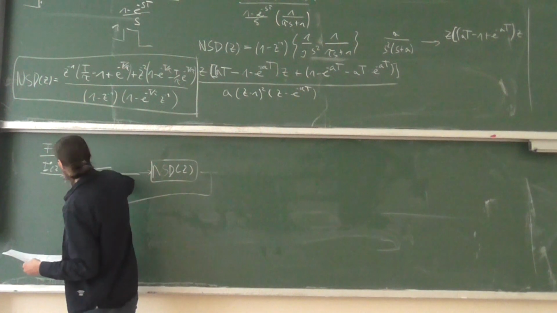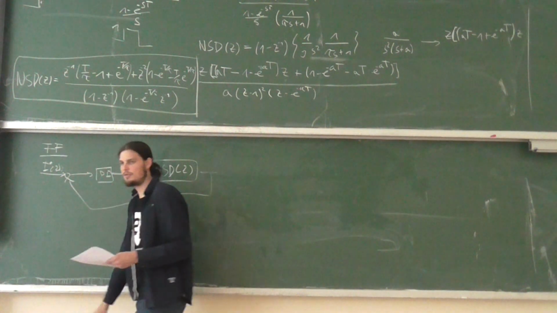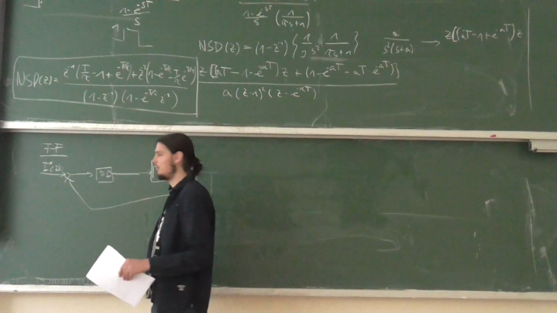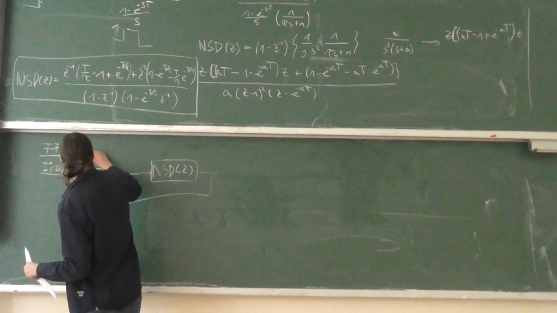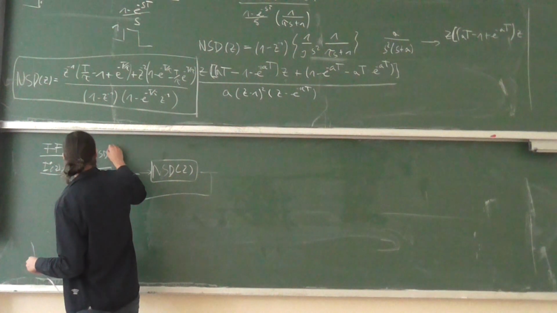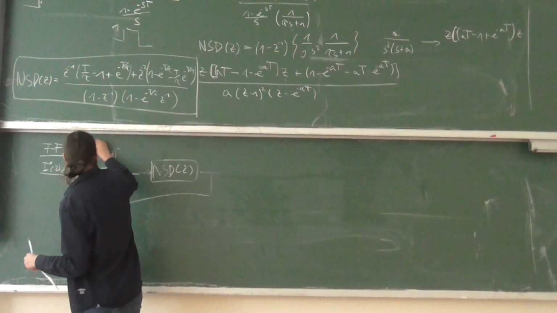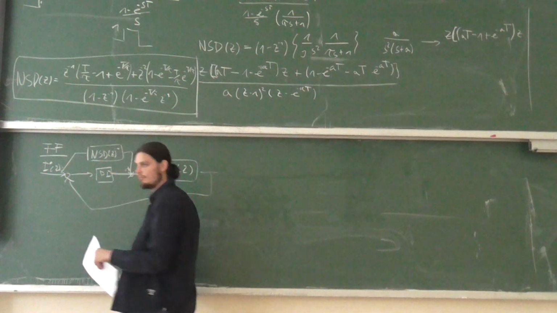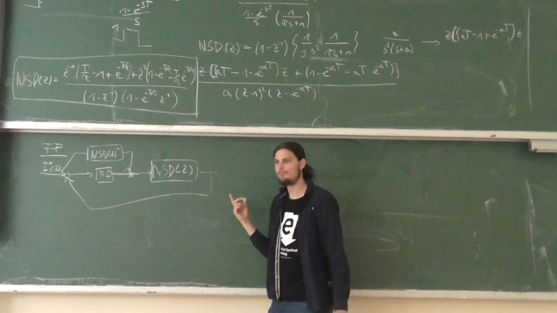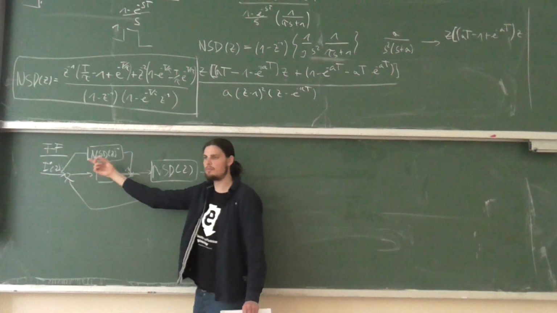And what did you try to do here? What was your feedforward approach? Just the inverse of that, you just multiply it from the other side. So you did the inverse of the NSD, Z to the minus 1, and put G on top, right? So that this basically becomes a pump. That's what you did try to do.